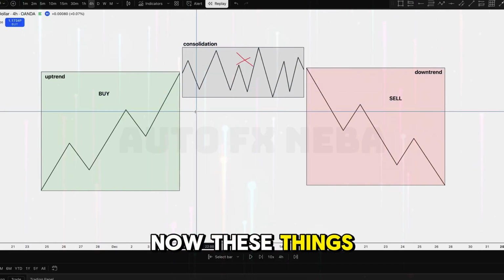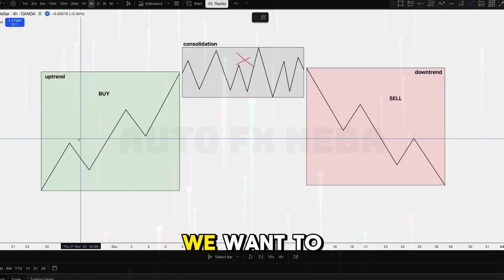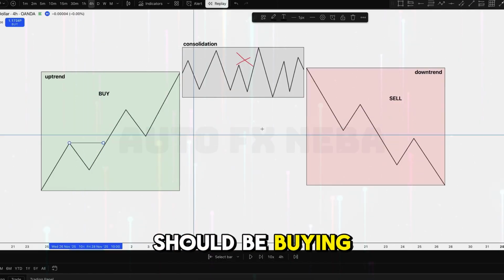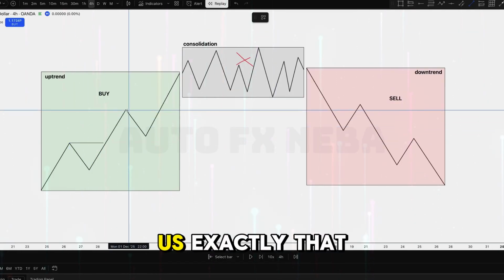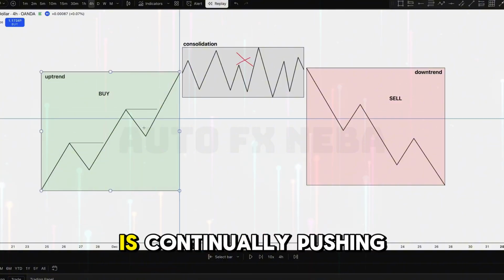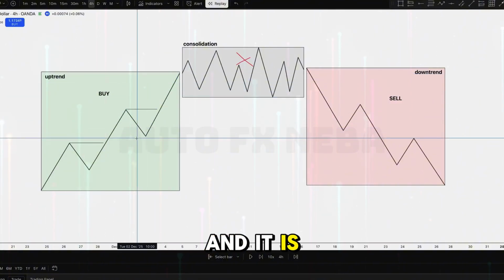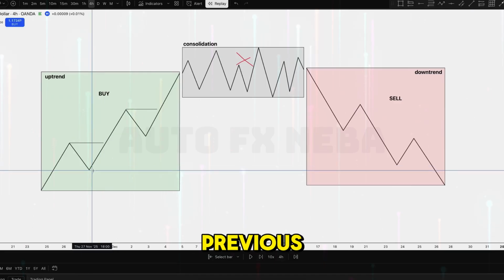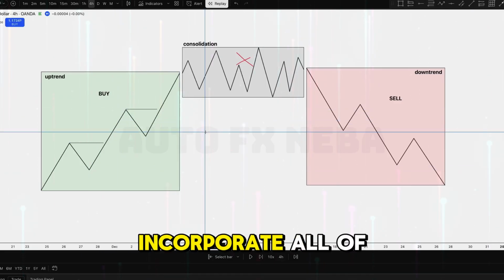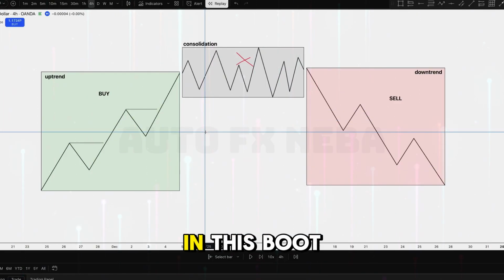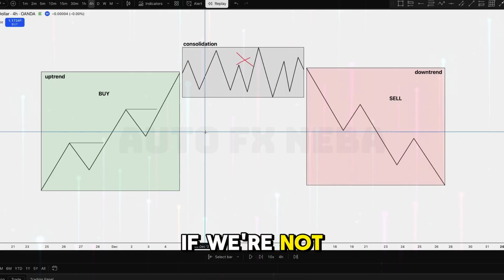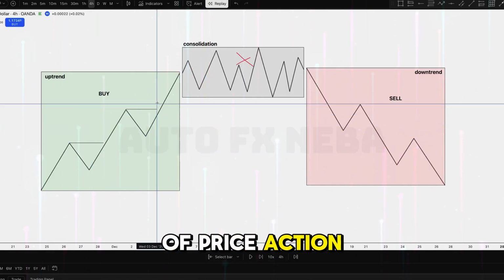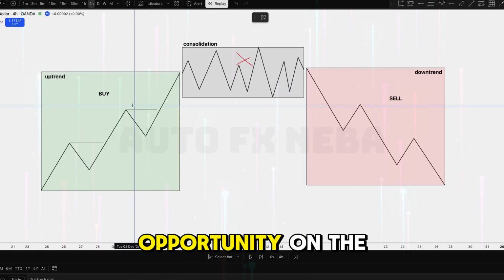Now, these things are so important because, of course, we want to know when we should be buying a market, and trends tell us exactly that. If the market is continually pushing to make new highs and it is continually forming lows higher than the previous, this is a phase of the market where we can incorporate all of the other concepts that you're going to learn in this bootcamp to actually buy. If we're not creating this kind of price action, then there simply is no buying opportunity on the table.